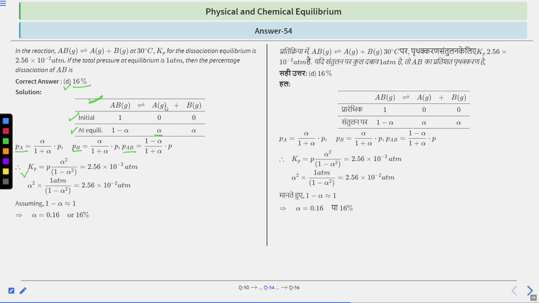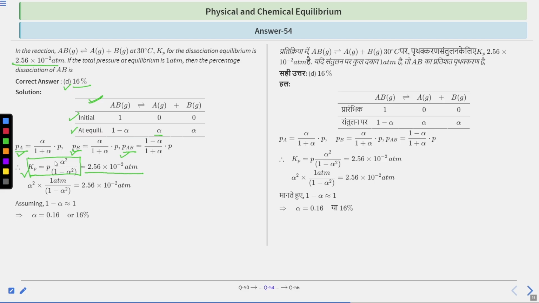And Kp, you can say, is the pressure of products divided by pressure of reactants. So we have pressure of products as Pa and Pb. So on combining these, we have P alpha square upon the reactant partial pressure, which is this 1 minus alpha upon 1 plus alpha, and on solving that, Kp is equal to P alpha square upon 1 minus alpha square. So you just put Kp equal to the partial pressure for A and the partial pressure for B, multiply them and divide by the partial pressure of AB and solve, and after that the Kp will finally be equal to P alpha square upon 1 minus alpha square. Okay, and we have been given Kp in the question, that is 2.56 into 10 to the power minus 2 atmosphere.